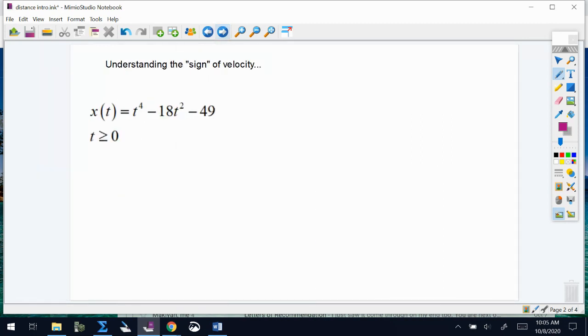First, I want to make sure you understand the sign of the velocity. We know velocity has a sign, it's positive or negative, and I want to make sure you know what that means. So I'm going to use this example to take you through some basic types of questions that can be asked that you would hopefully have been comfortable doing last year.